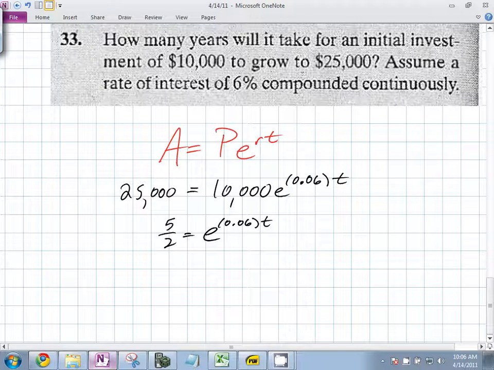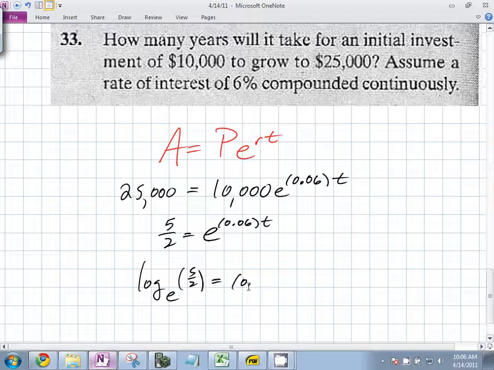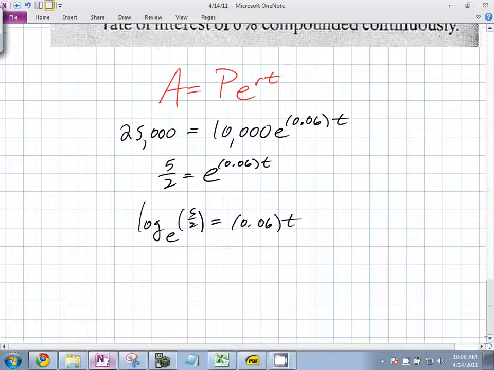Logarithm. Let's just take the log. Do you want to translate to log form? Yeah, log base e of 5 over 2 equals 0.06 t. So if you want to write this out, t is equal to ln of 2.5 all over 0.06.